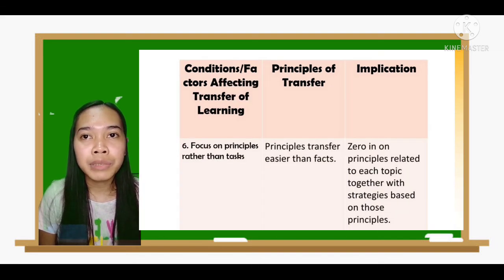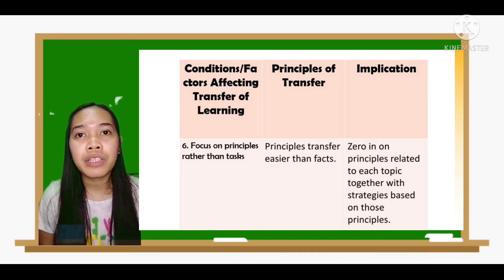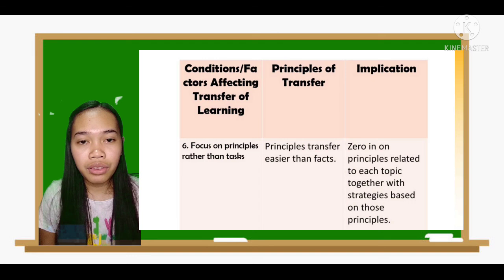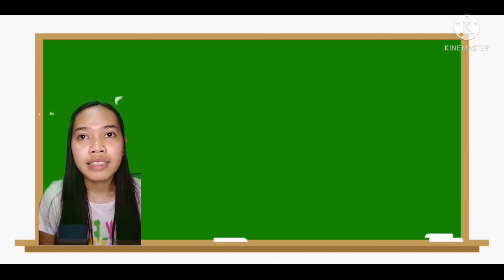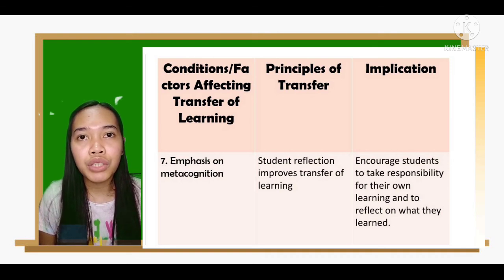Sixth, focus on principles rather than tasks. The principle of transfer is principles transfer easier than facts. The implication would be zero in on principles related to each topic together with strategies based on those principles. Seventh, emphasis on metacognition. The principle of transfer. Student reflection improves transfer of learning. The implication would be encourage students to take responsibility for their own learning and to reflect on what they learned.